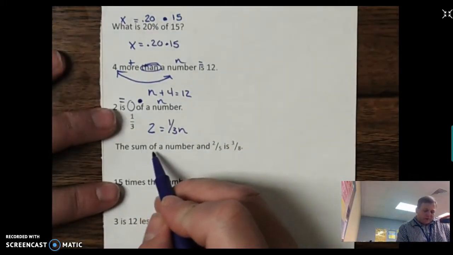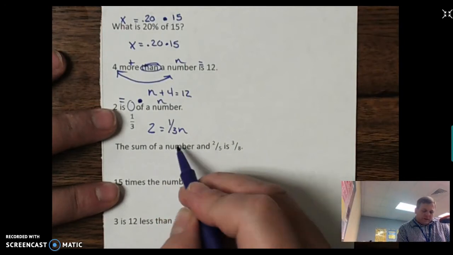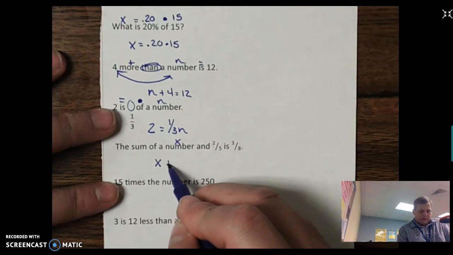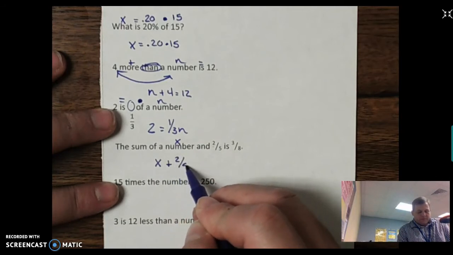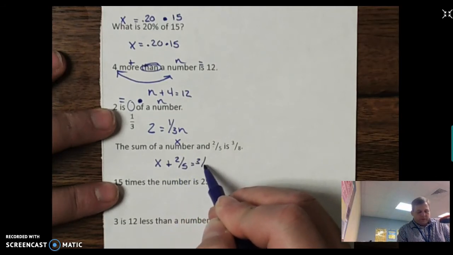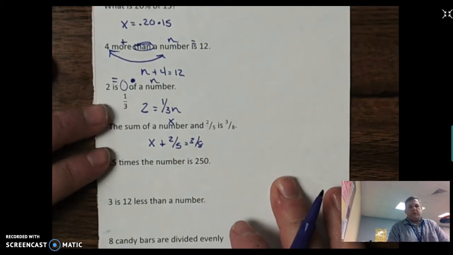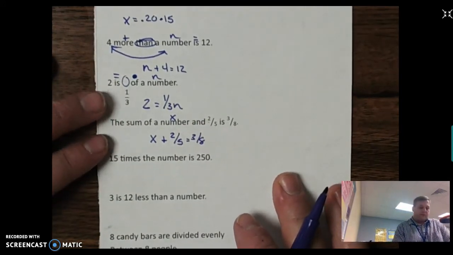The sum we're going to add of a number and 2/5, so we have an unknown number and we have 2/5. X plus 2/5 equals 3/8. For those of you that are wondering, I'm switching the variable up a little bit. It doesn't matter which variable you use, as long as you know it's a variable, it stands for an unknown number.